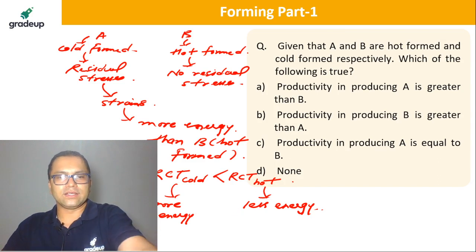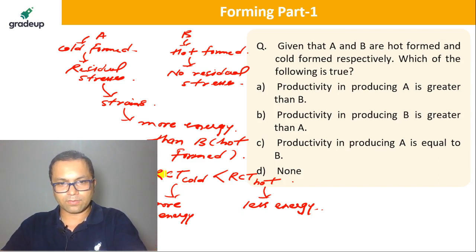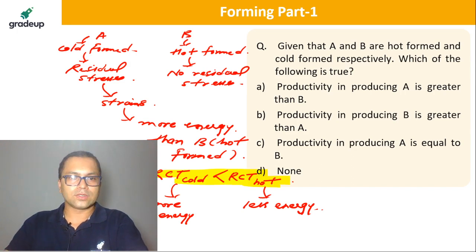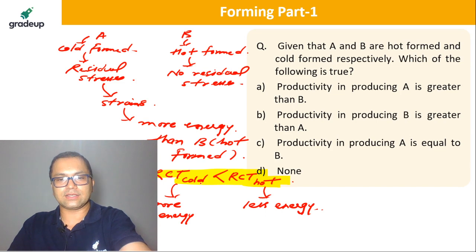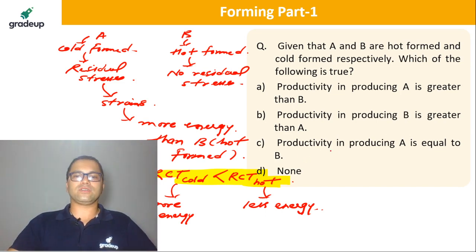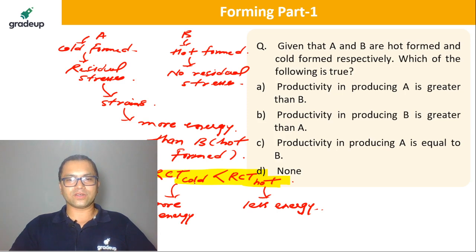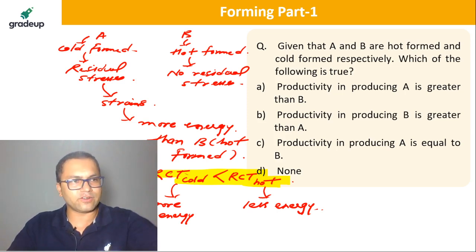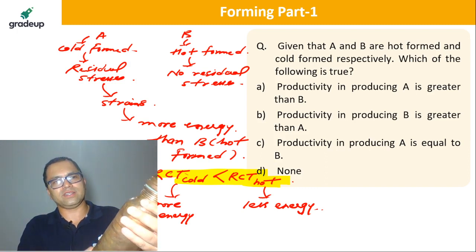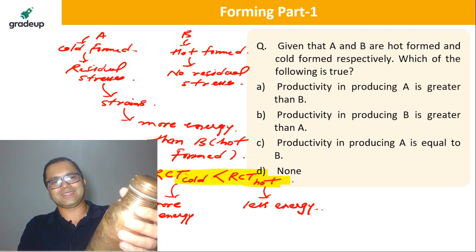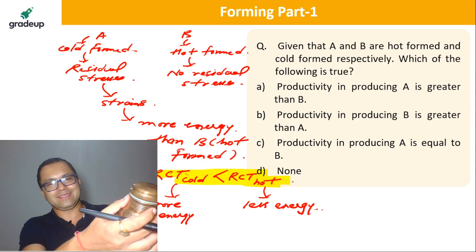So that's why the recrystallization temperature of a cold worked product or any material should be lesser than the RCT, recrystallization temperature, of hot worked material. Is that good? Guys, could you understand this? Because it already has more energy, right? For example, this is a cold worked component, so it already has stresses.